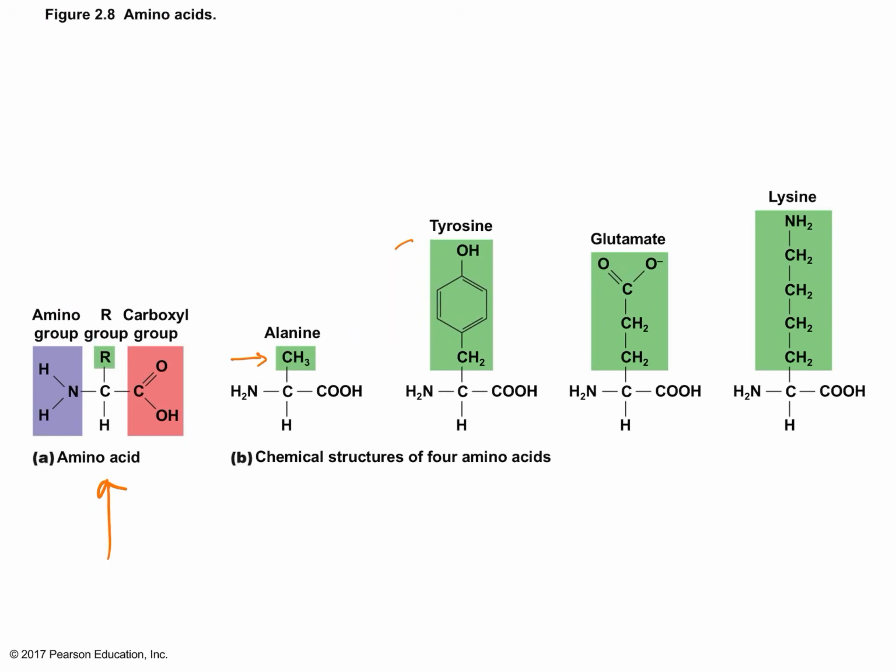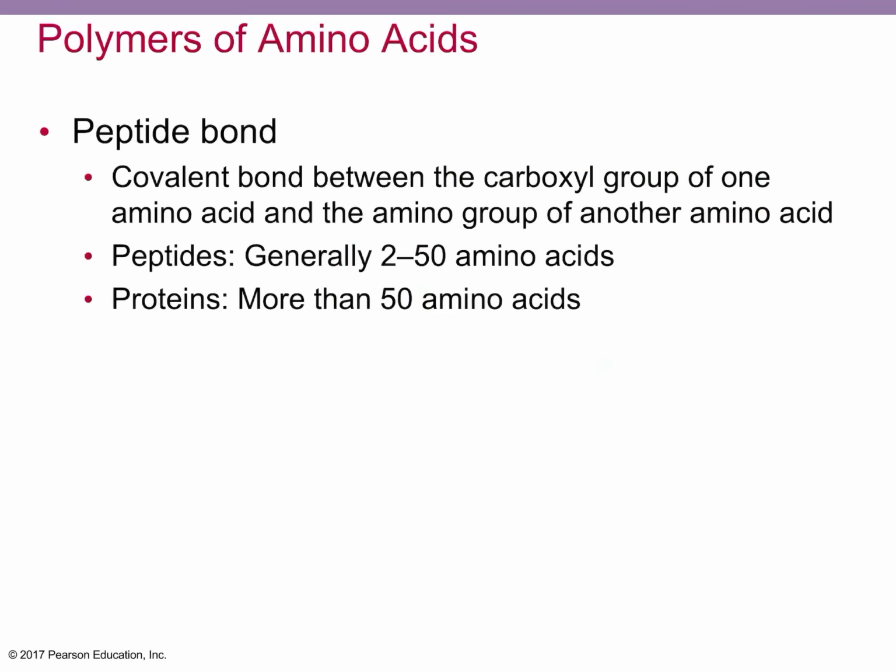Alanine has that methyl group. Tyrosine has a different ring, glutamate, lysine. So each amino acid is chemically different from each other by that R group. Now, amino acids are linked together by peptide bonds, and the bonds go from the carboxyl group to the amino group of the next one.